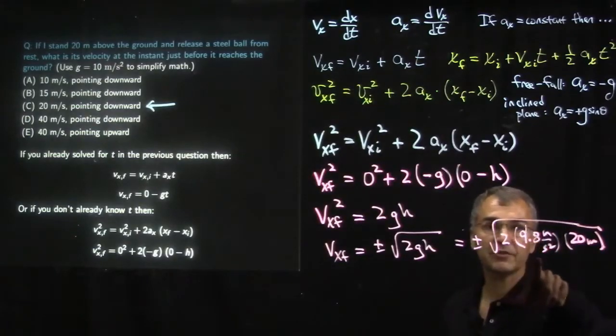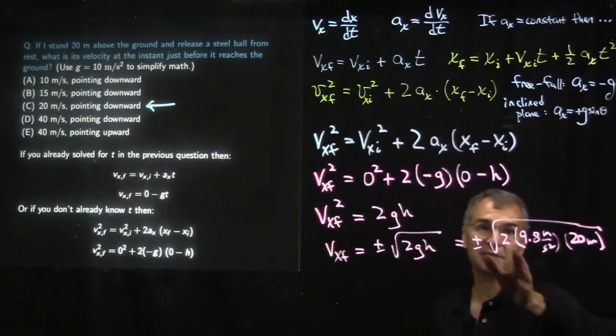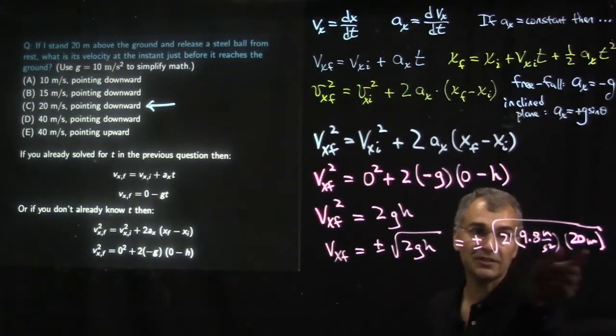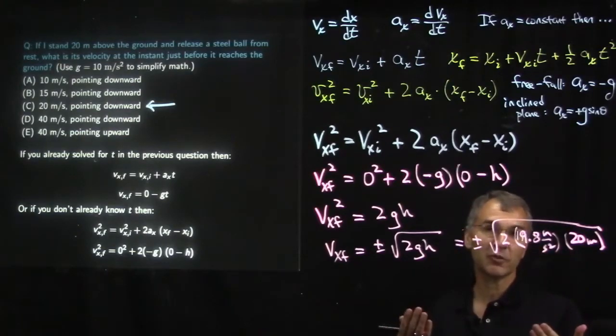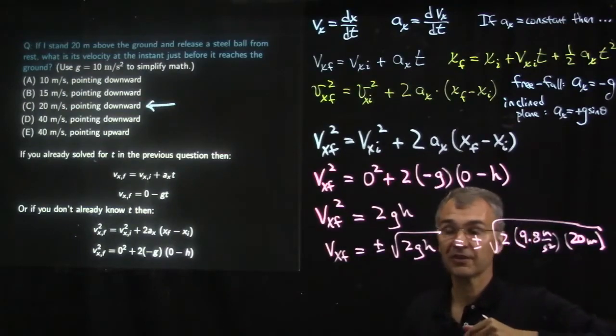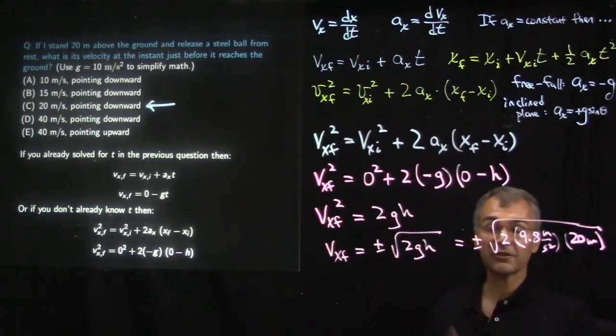So 2 times 10 is 20 times 20. The square root of 20 times 20 is 20. I mean, 20 times 20 is 400, and the square root of 400 is 20. But you see, this is 20 times 20, so the square root of 20 times 20 is just 20. So the answer is, well, it's plus or minus 20 meters per second.